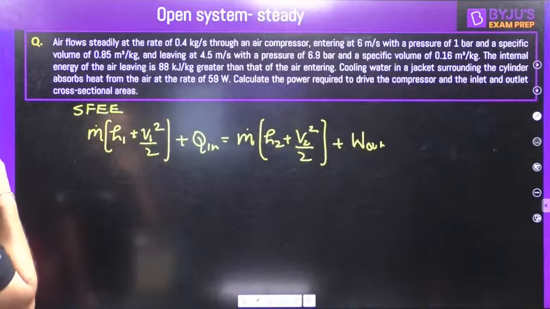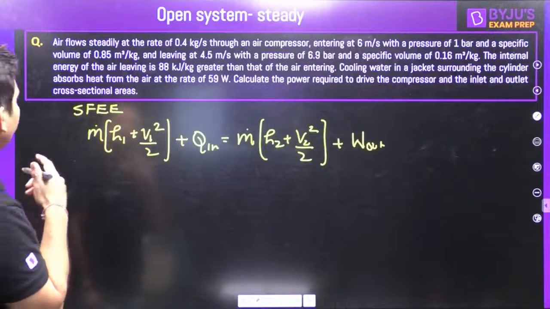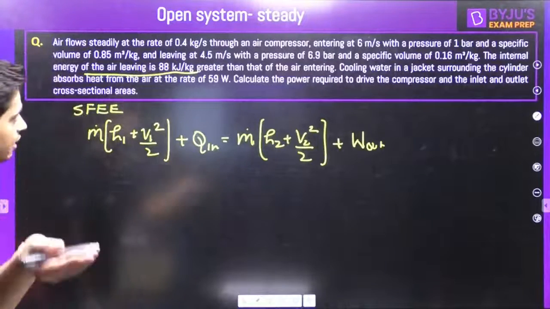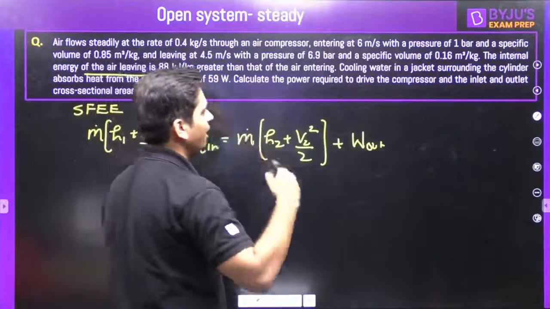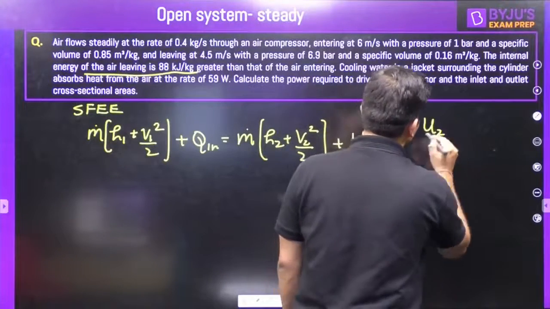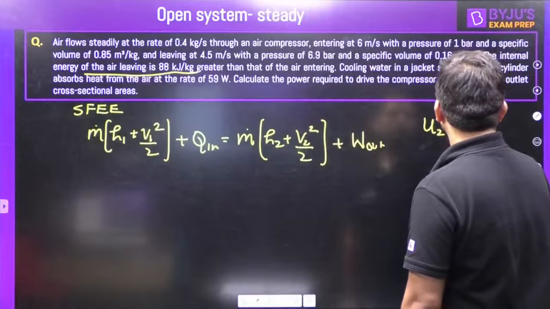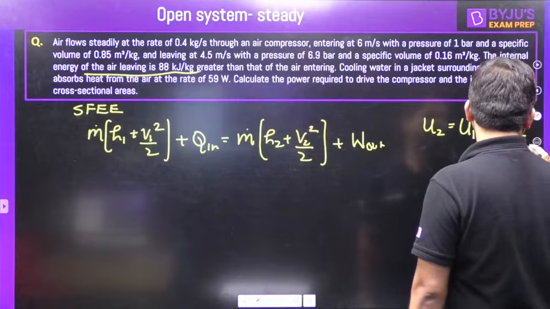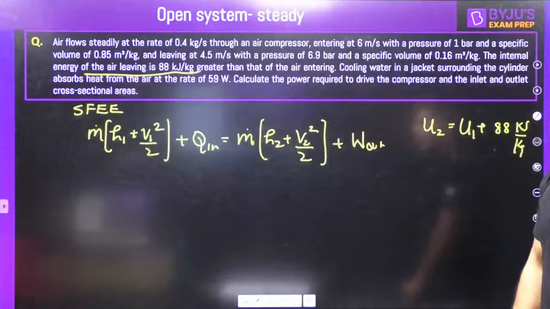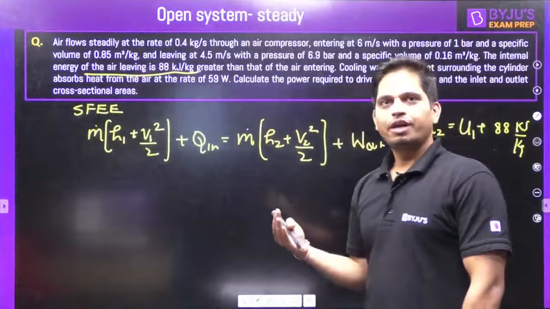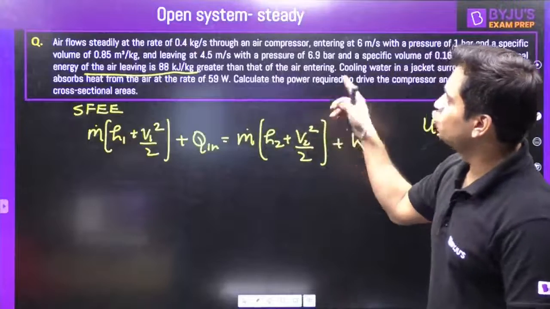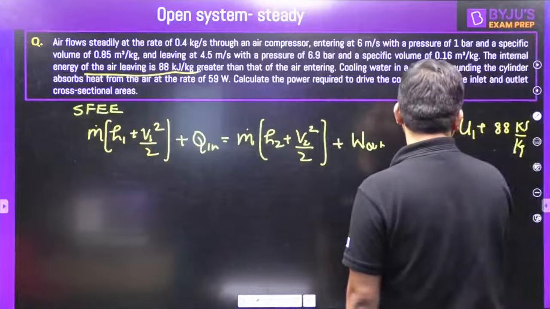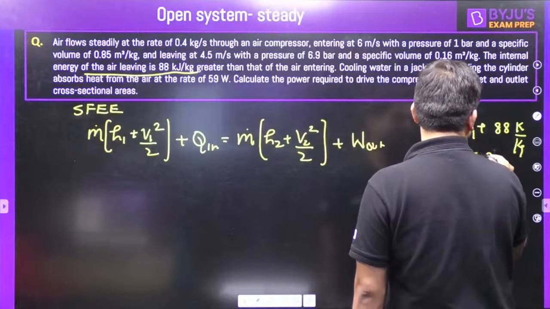Now they are saying the internal energy of the air leaving is 88 kilojoule per kg greater than that of the air entering. So U2 is U1 plus 88 kilojoule per kg. What is exiting, its internal energy is 88 kilojoule per kg greater than what was entering. So U2 minus U1 is 88 kilojoule per kg.